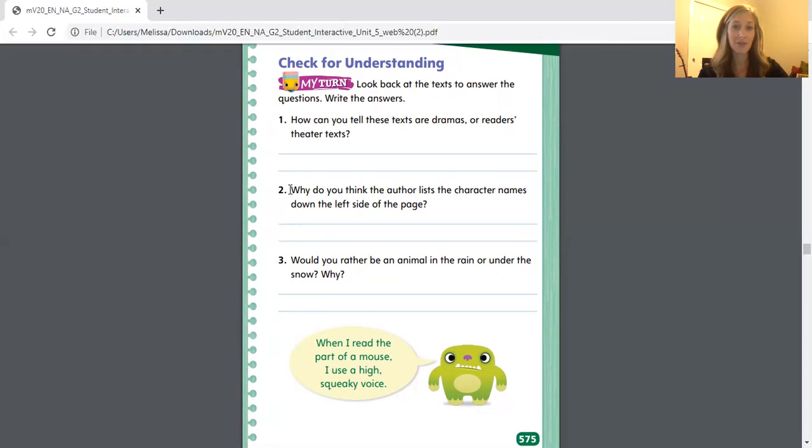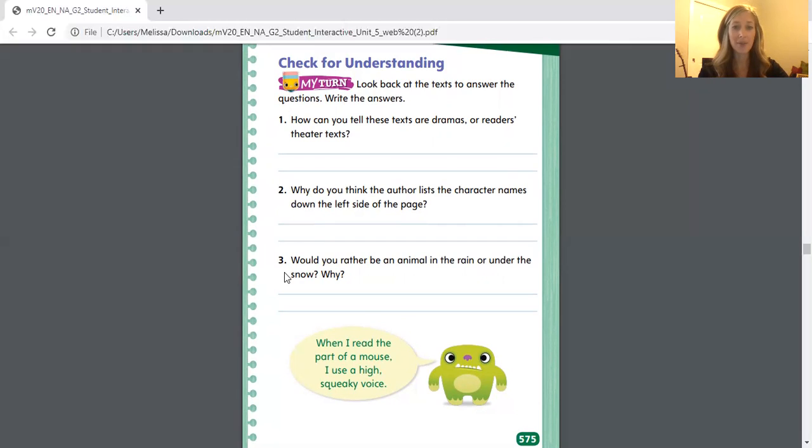Number 2, why do you think the author lists the character names down the left side of the page? So notice in the example how it said boy, girl, or in the text it mentioned who the narrator was. What if those names were not there? What if the character names were not there? It would be really hard to know who was talking, right? So for number 2, you can write down something about how the author lists the character names down the left side of the page so the reader knows who is talking. When you're ready, you can work on number 3.